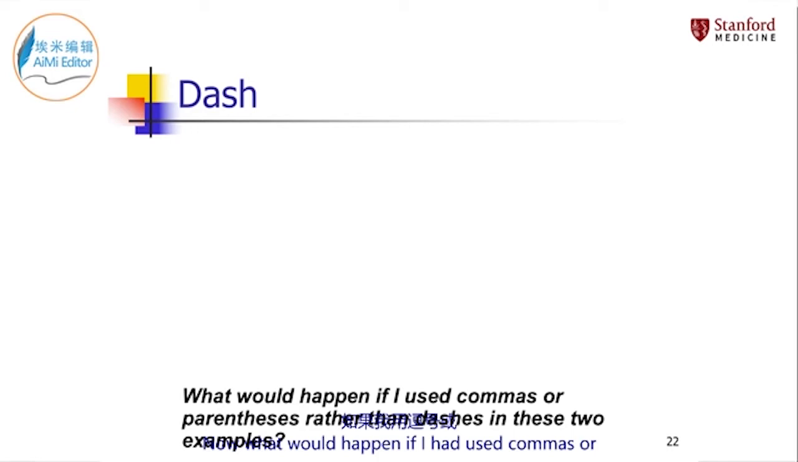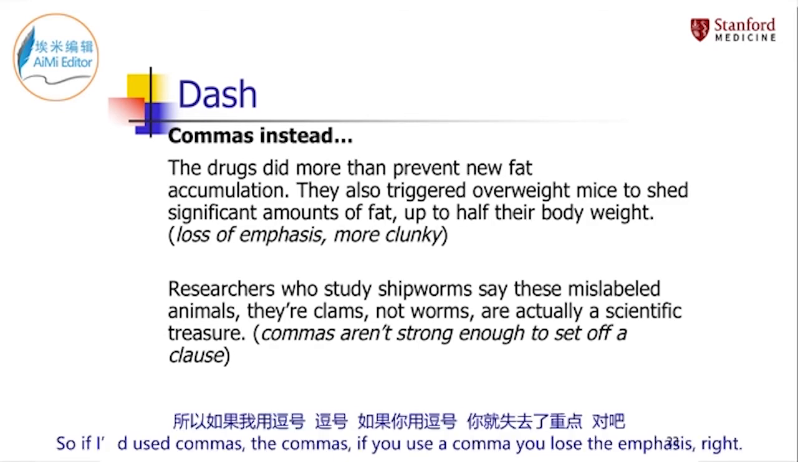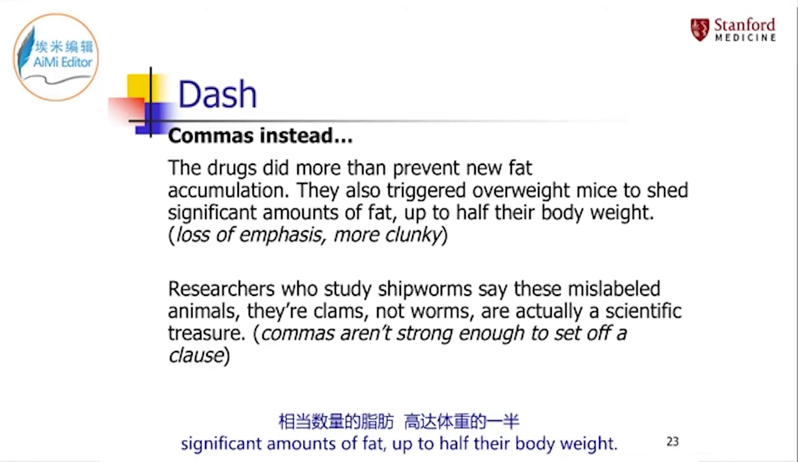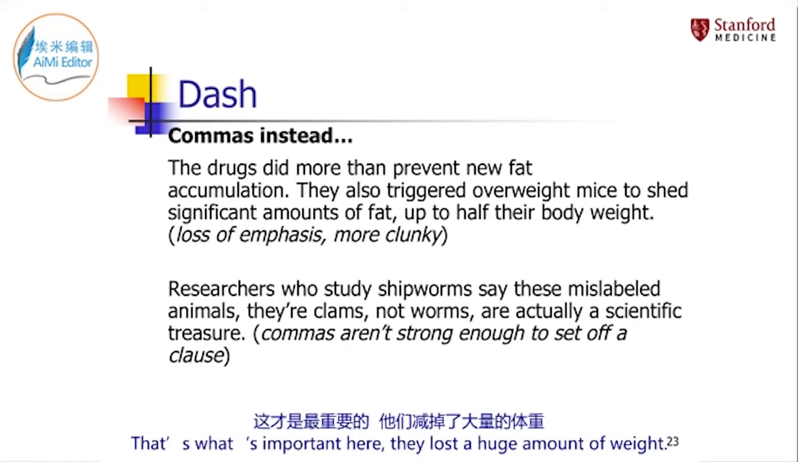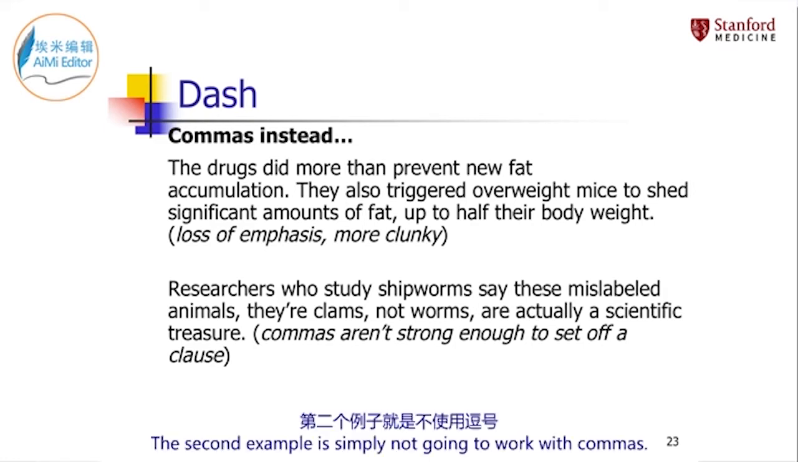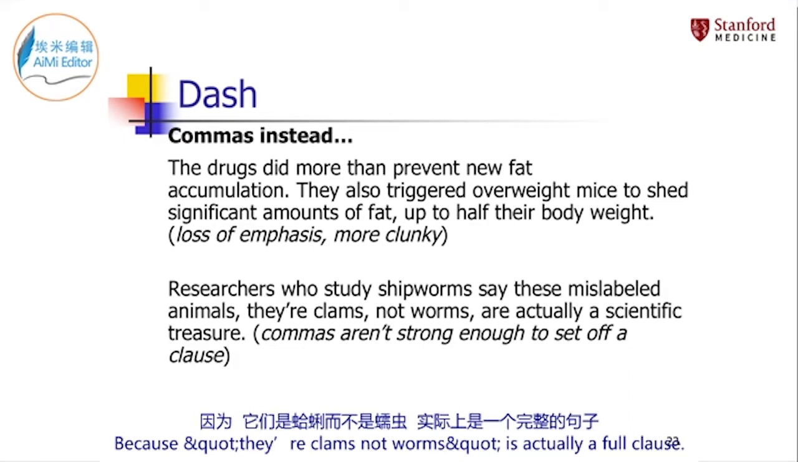Now, what would happen if I had used commas or parentheses rather than dashes in those two examples? Let's see. If you use a comma, you lose the emphasis, right? So on the first example, it would say, they also triggered overweight mice to shed significant amounts of fat, up to half their body weight. It's a little clunky, and it also takes away the emphasis on the magnitude of the weight loss. That's what's important here. They lost a huge amount of weight. By using a comma, we lose the emphasis on that. The second example is simply not going to work with commas. It becomes a run-on sentence, right? Because they are clams, not worms is actually a full clause, so commas just won't work here.